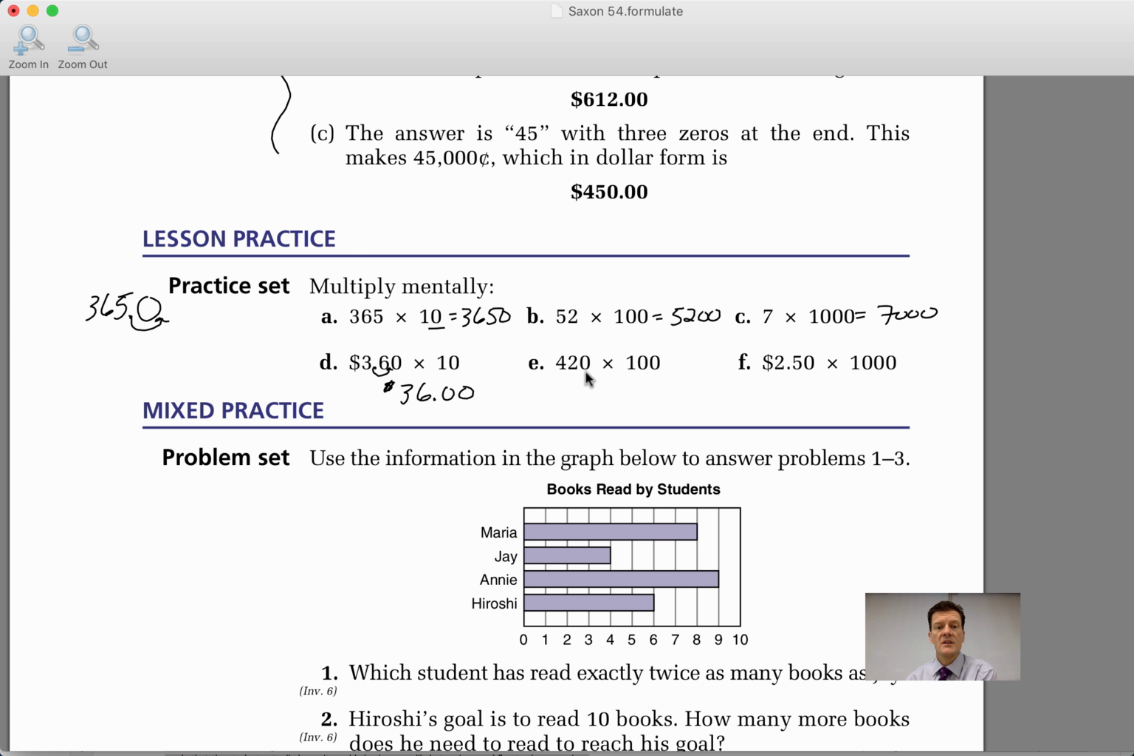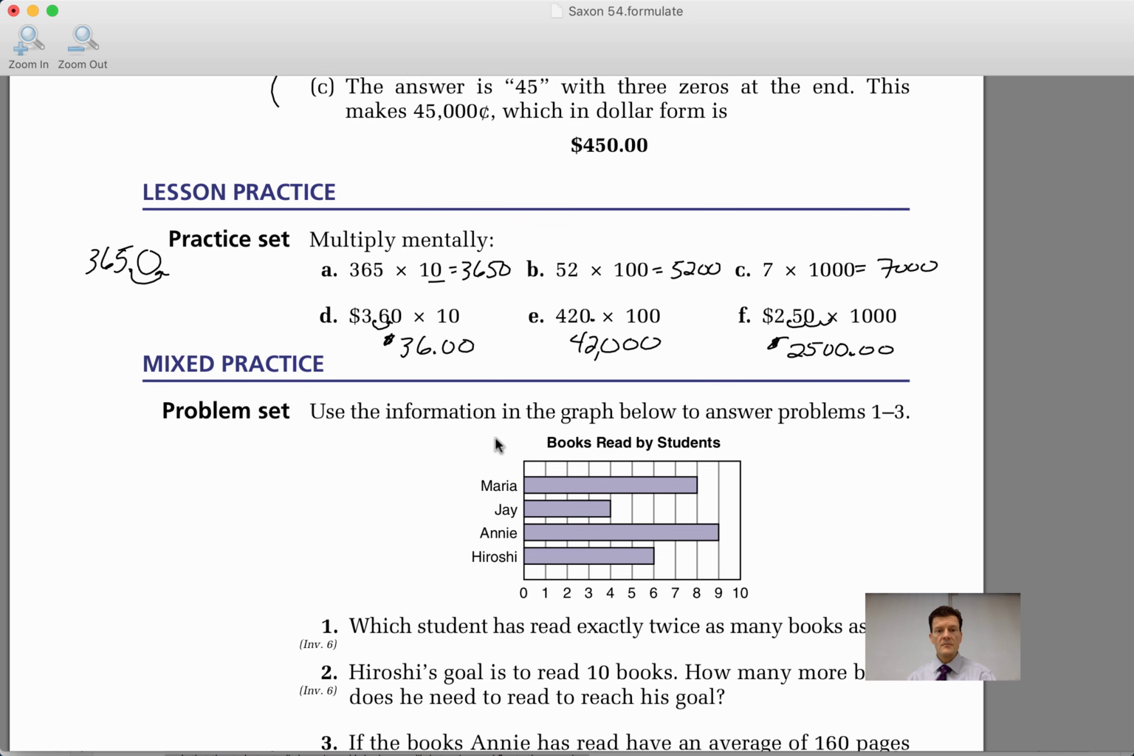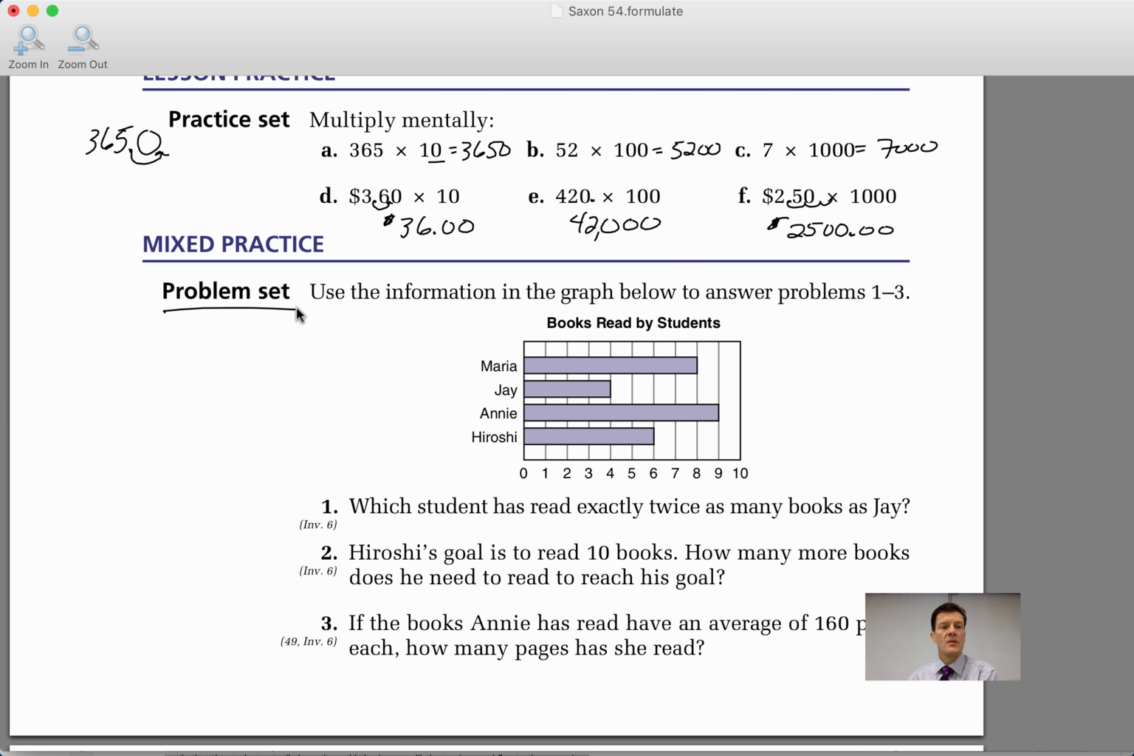420 times 100, again, 420. The decimal point's at the end, so we move it over 2 places and put placeholders there, which are zeros, so 42,000. And $2.50 times 1,000, move this over 3 places, and you get 2,500. That's currency or dollars, so you can put 2 zeros after the decimal point if you want. All right, a couple comments about the mixed practice here.